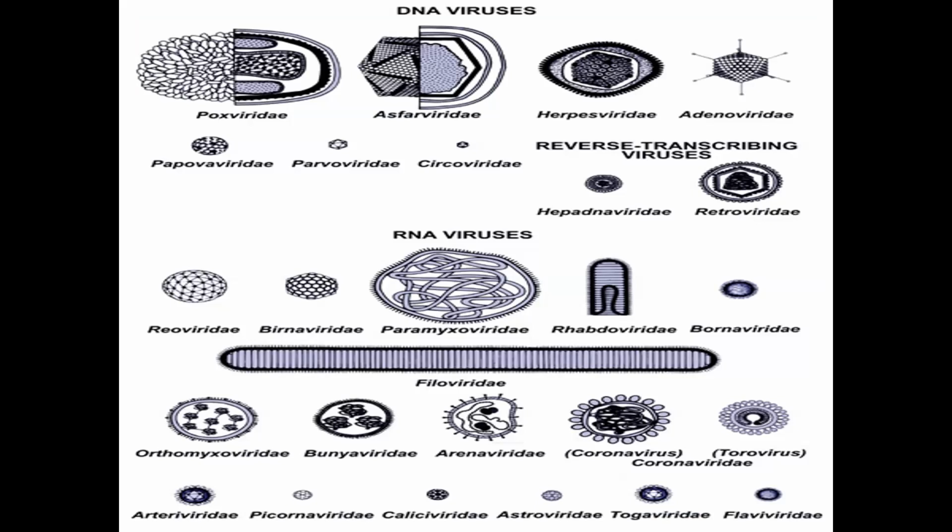So these are your RNA and DNA viruses. On top are the DNA viruses: the poxviridae, asfarviridae, herpesviridae, adenoviridae, papovaviridae, parvoviridae, circoviridae, hepadnaviridae, and retroviridae. While on the lower part are the RNA viruses.